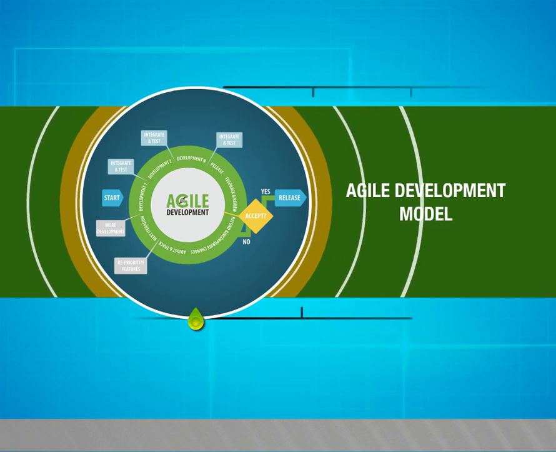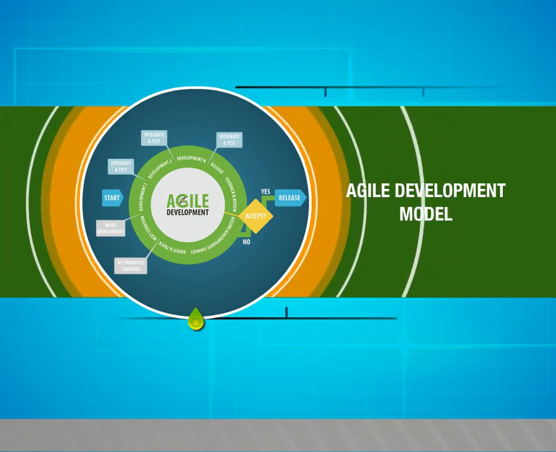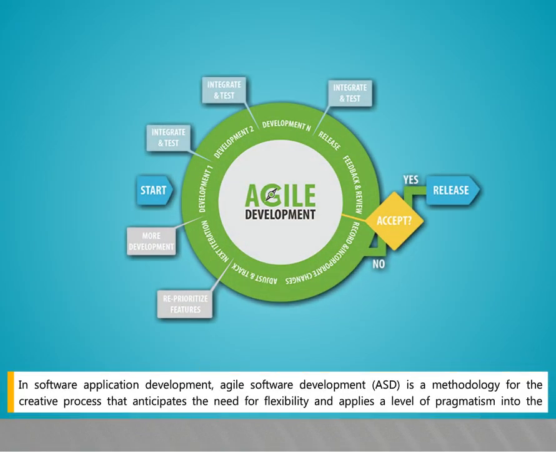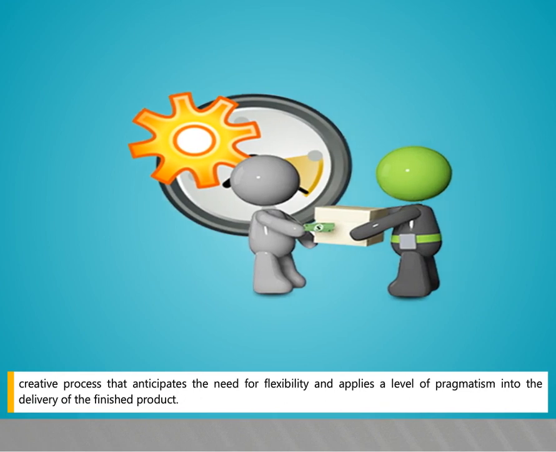Agile development model. In this video, we are going to see about the Agile development model. In software application development, Agile software development, that is ASD, is a methodology for the creative process that anticipates the need for flexibility and applies a level of pragmatism into the delivery of the finished product.